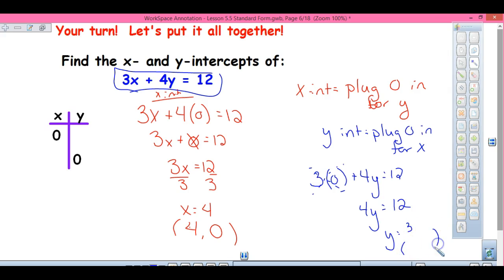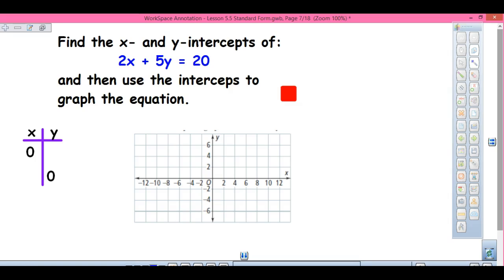So what point is this? What did I put in for x? 0. So 0, 3. Well, we said x was 4, right? Remember, points are always x, y, right? What did we say x was? 4. And what did we put in for y? 0. So the point is 4, 0. Over here, y is 3, and what did we put in for x? 0. So 0, 3. Okay? All right, we definitely need to do another one of those.